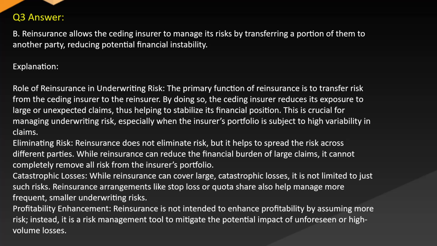Eliminating risk. Reinsurance does not eliminate risk, but it helps to spread the risk across different parties. While reinsurance can reduce the financial burden of large claims, it cannot completely remove all risk from the insurer's portfolio. Catastrophic losses. While reinsurance can cover large catastrophic losses, it is not limited to just such risks. Reinsurance arrangements like stop-loss or quota share also help manage more frequent, smaller underwriting risks. Profitability enhancement. Reinsurance is not intended to enhance profitability by assuming more risk. Instead, it is a risk management tool to mitigate the potential impact of unforeseen or high-volume losses.